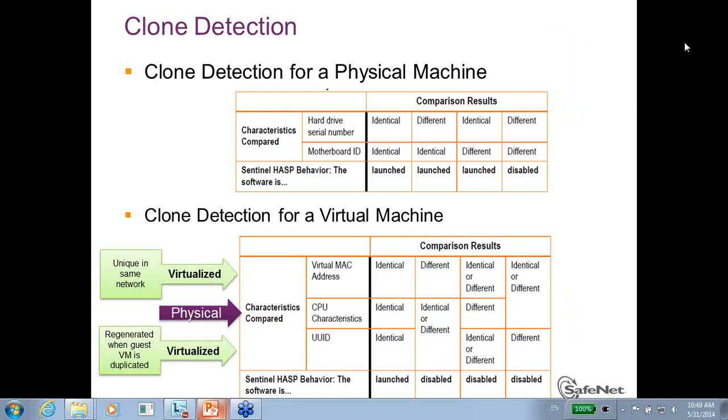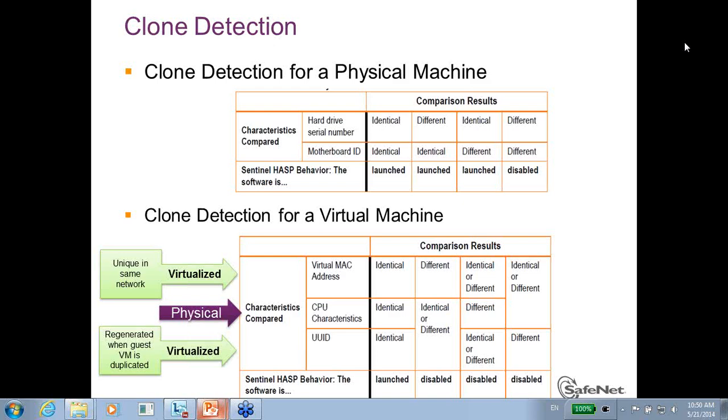This presentation is about clone detection, meaning what are the criteria we use in order to define that a machine that the application runs on is not the real machine but a cloned one, and therefore we do not allow this application to run on this cloned machine.